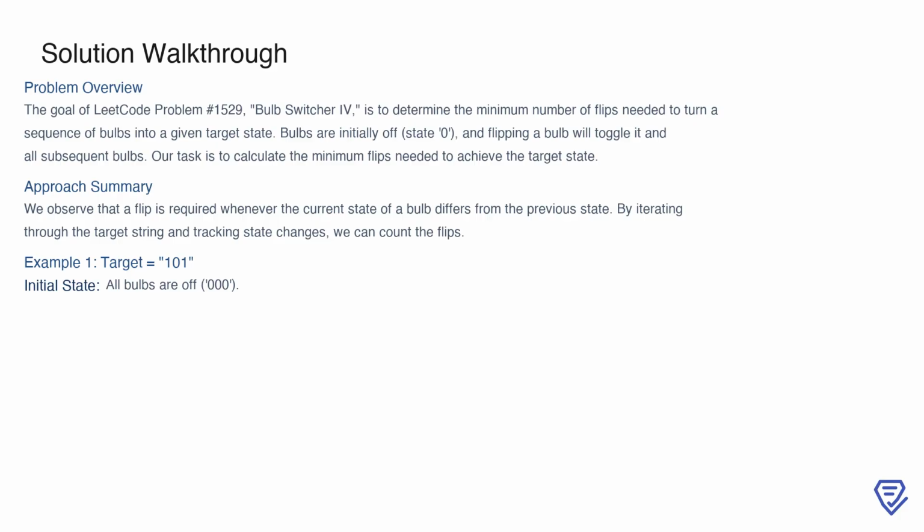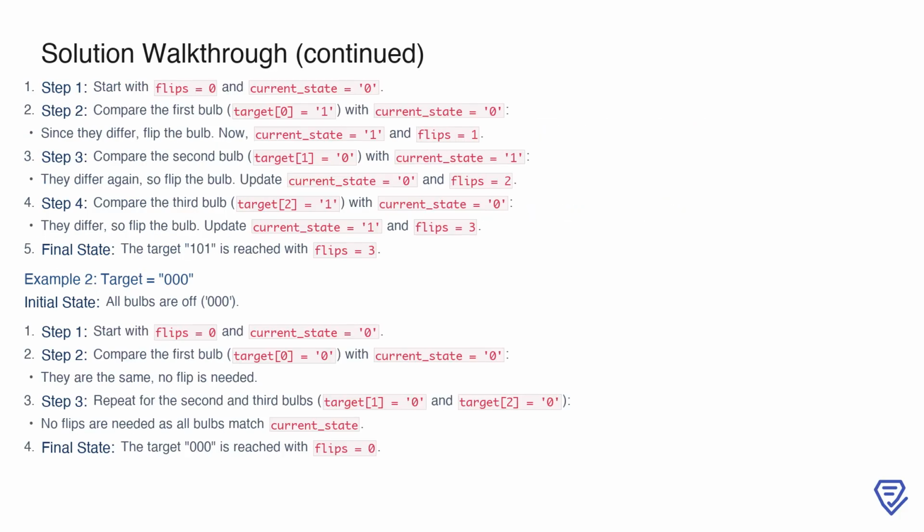For instance, if the target is 101, we start with all bulbs in the off state, which we can represent as 000. From here, we'll calculate the flips step by step to reach the desired configuration. To solve the first example where the target is 101, we initialize two variables, flips to 0 and current_state to 0, representing the initial state of all bulbs. We then compare each bulb in the target with current_state. For the first bulb, the target is 1, which is different from current_state. This means we need to flip the first bulb, bringing current_state to 1 and incrementing flips to 1.